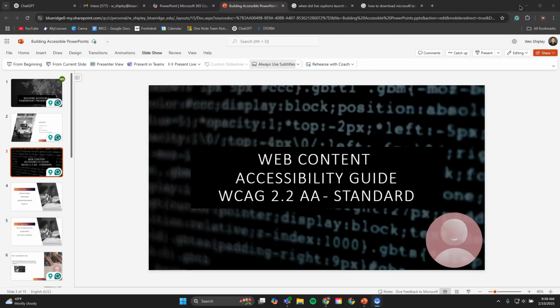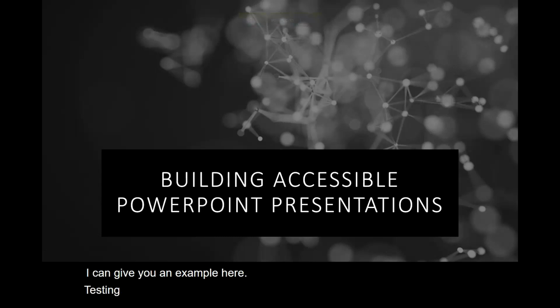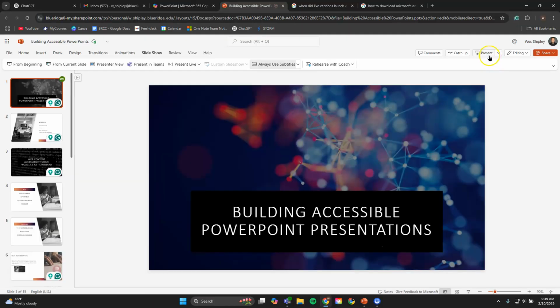The online version is very simple. You just navigate to Slideshow and then click Always Use Subtitles. Then when you go to present, you'll notice those subtitles will come up automatically. I can give you an example here. Testing the subtitles, testing the subtitles. You can see at the bottom the subtitles show up as you're in presenter mode.